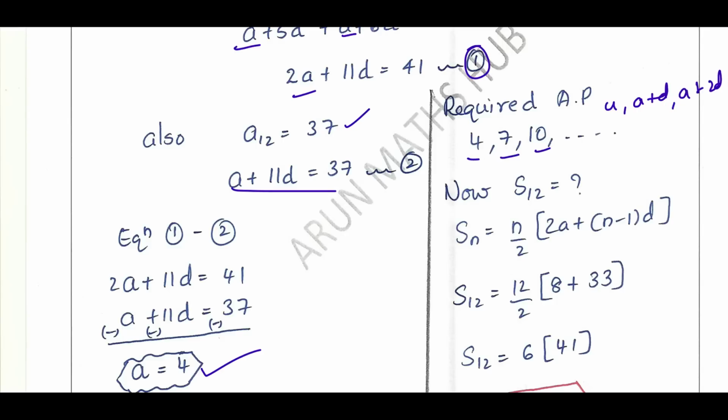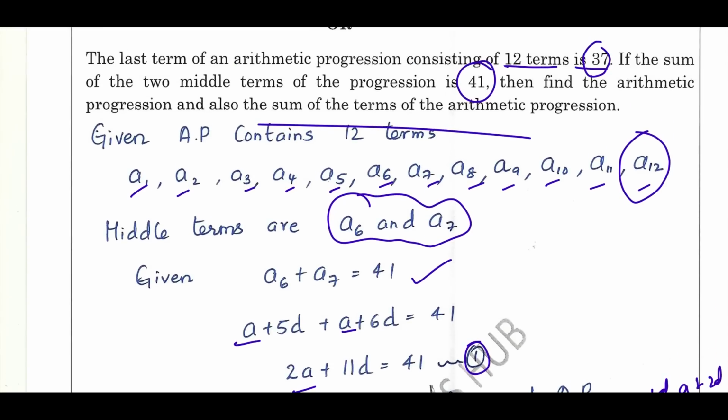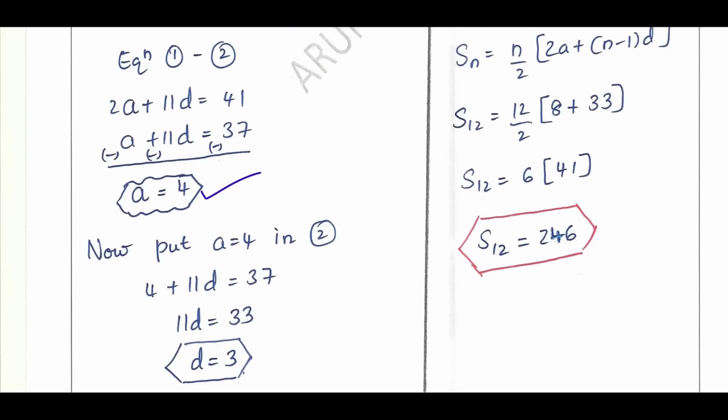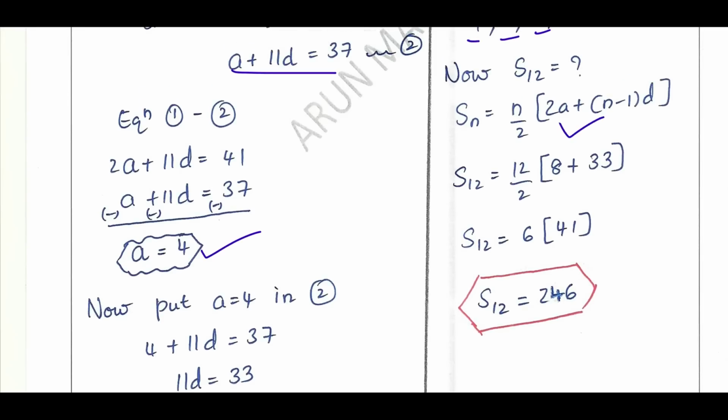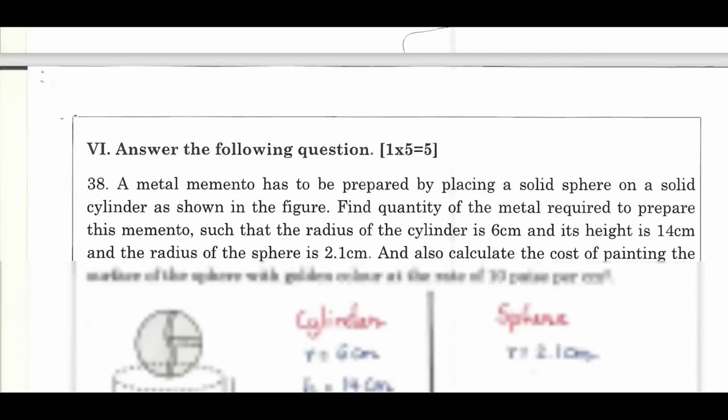Now, the required AP by using the general formula a, a plus d, a plus 2d, the AP is what? 4, 7, 10. What is S12? Now we should find the sum of the arithmetic progression, that is the sum of 12 terms, using the Sn formula, or you can use Sn equals n by 2 into a plus An also. You can use both the formulas. What you get is the sum of 12 terms is 246.